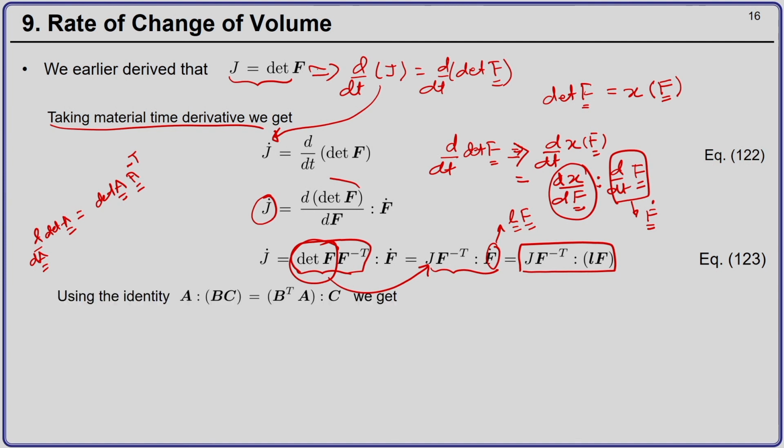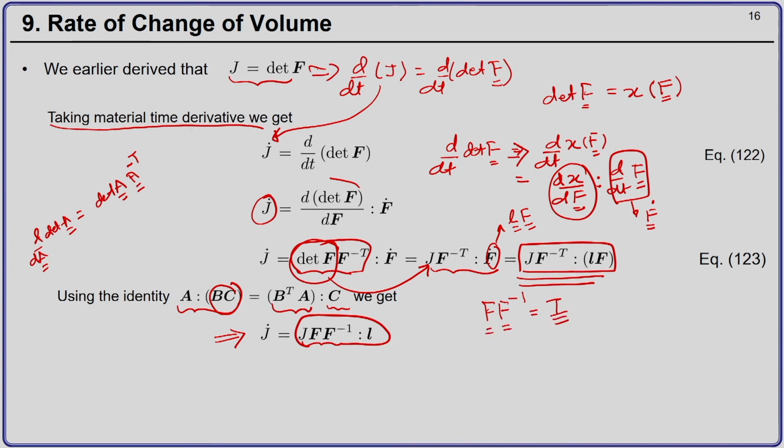Now, I can use this identity: a second order tensor A double contracted with a product of two second order tensors B and C is nothing but B transpose A double contracted with tensor C. Using this here, I can show that the rate of change of Jacobian is J F F inverse double contracted with the velocity gradient tensor L. And what is F F inverse? It is nothing but the identity tensor.